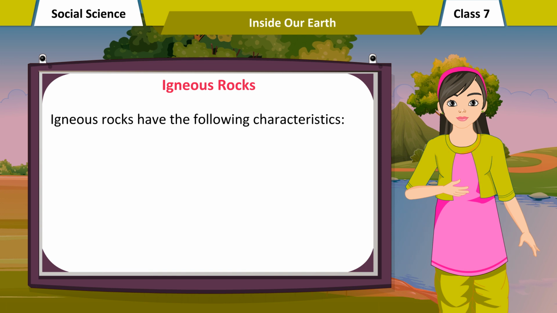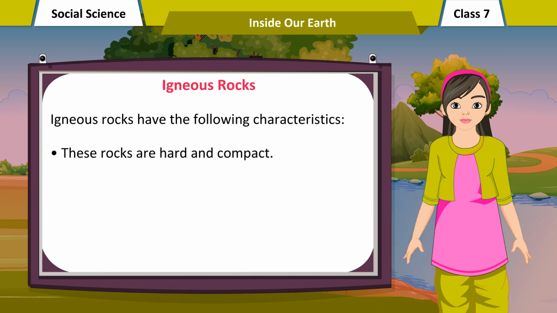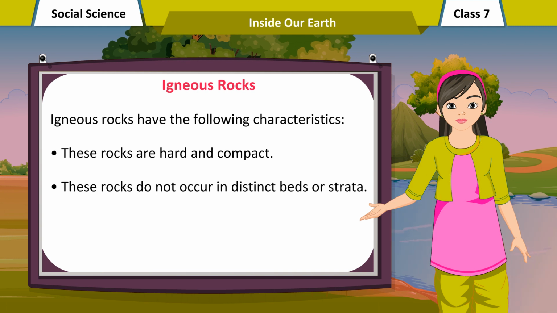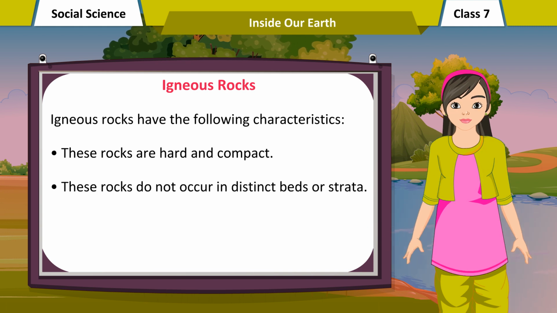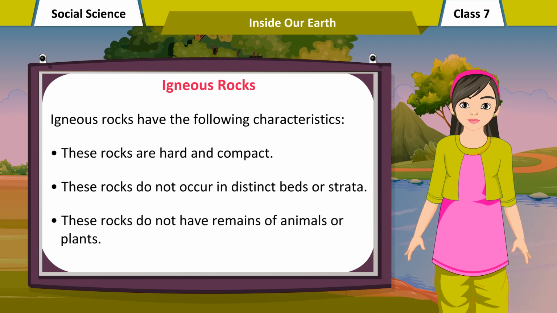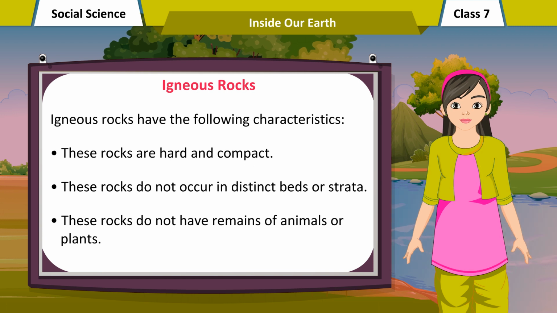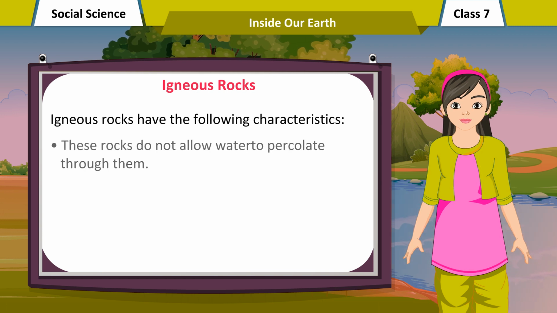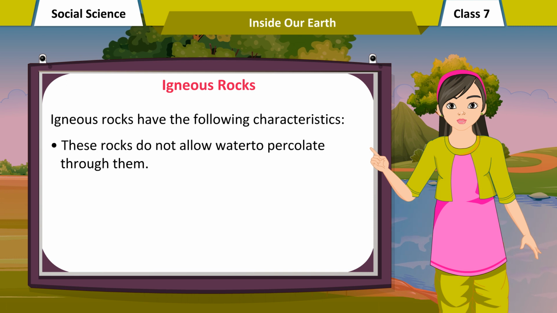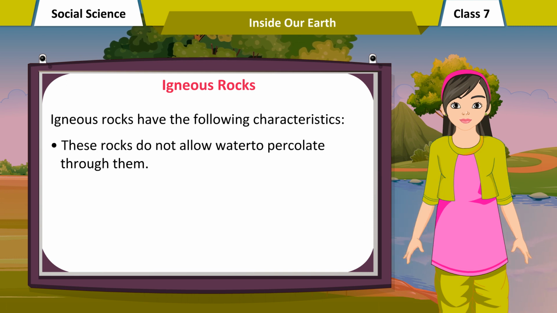Igneous rocks have the following characteristics. These rocks are hard and compact. These rocks do not occur in distinct beds or strata. These rocks do not have remains of animals or plants. These rocks do not allow water to percolate through them.